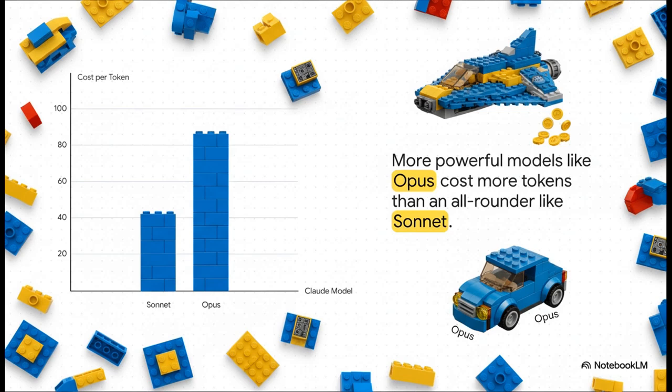And last for this section, let's touch on cost. How do you pay for all this? Well, it's measured in something called tokens, which is basically a fraction of a word. Think of it this way. The really powerful models like Opus are like those giant, expensive Lego Technic sets. And then you've got your all-rounders like Sonnet, which are more like your standard, cost-effective kits. You're just paying for the bricks as you go.